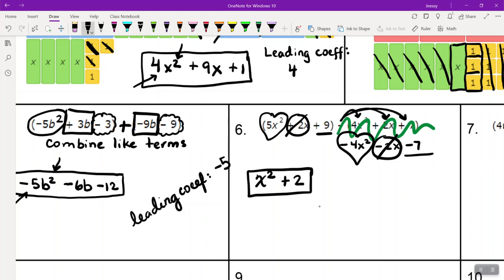All right, let's see if you were paying attention. What's the leading coefficient? What's the definition of a coefficient? Number in front, right? And how is an x a number? It's not. X is a variable, right? So what is the leading coefficient? No, the degree is 2. What's the leading coefficient? 1.